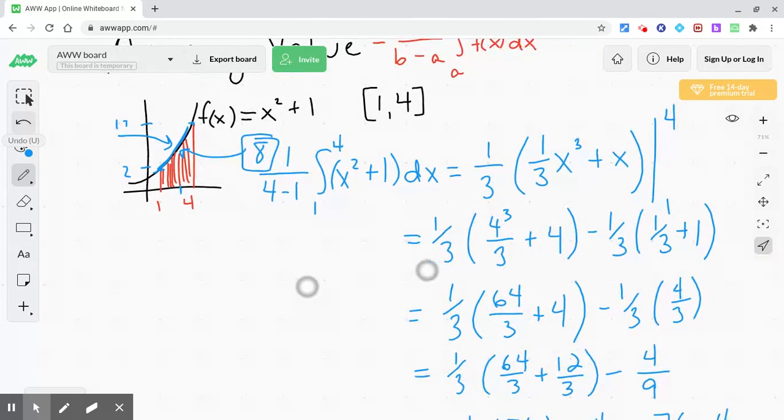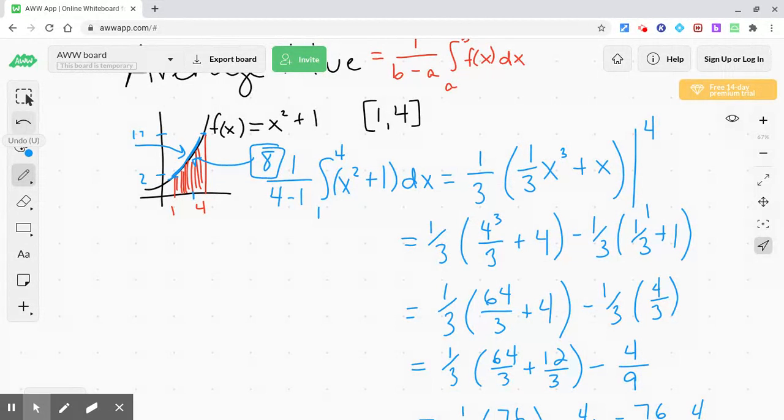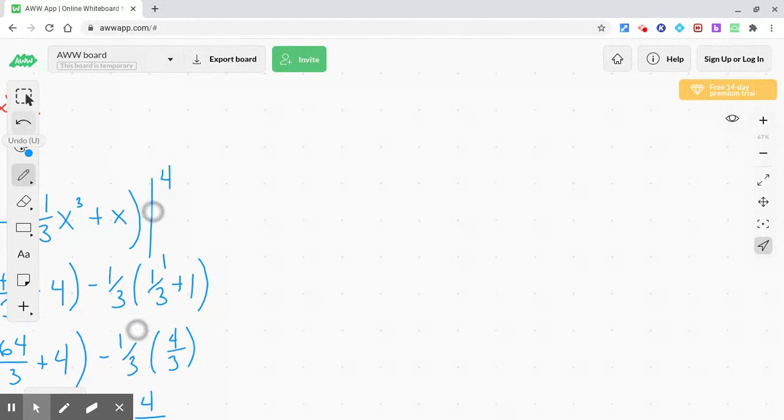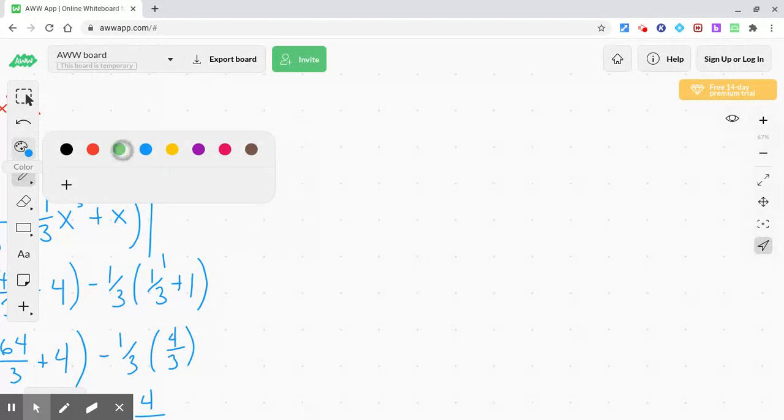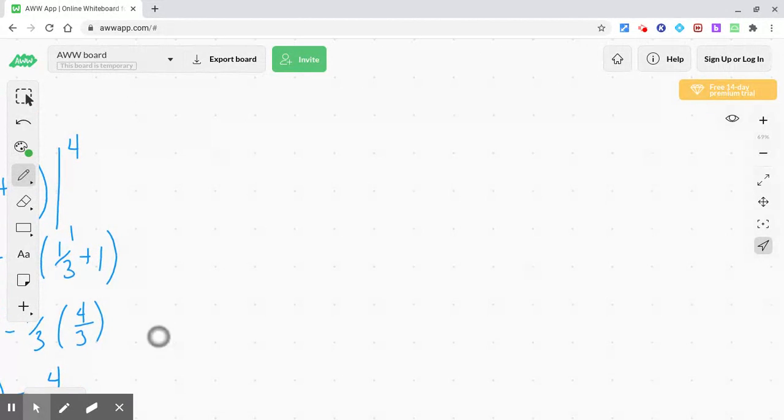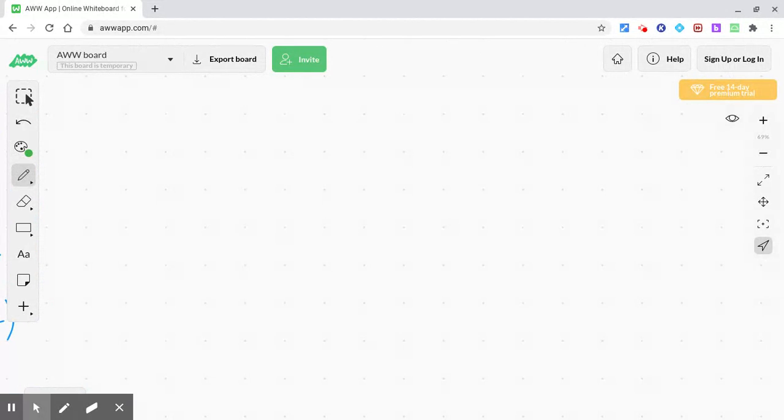So let's think about how else we could think about average value if we put this into perspective. Let's grab a different color and we'll get a clean sheet here. If we were to take the average value on an interval, we'll say that we want to take the average value of a velocity function.